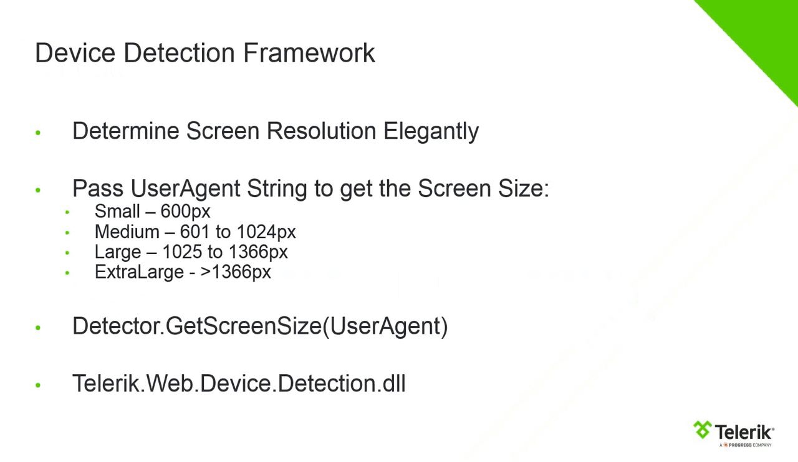We have two methods available. We can give you the dimension, or we can give you the size. Size is small, medium, large, extra large. Dimension is 100 pixels, 200 pixels, 1024 pixels, like that. So it's up to you. What I'm showcasing here is one of the examples: if I say Detector.GetScreenSize and pass the user agent, it will tell me if the screen size is small, medium, large or extra large. And this is available as part of our DLL, which is Telerik.Web.DeviceDetection.